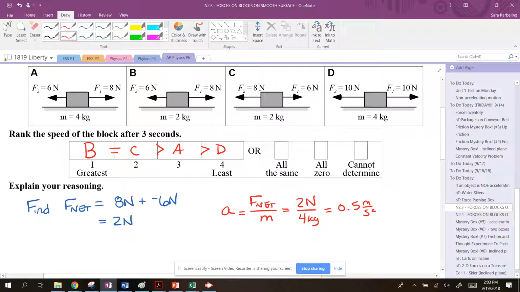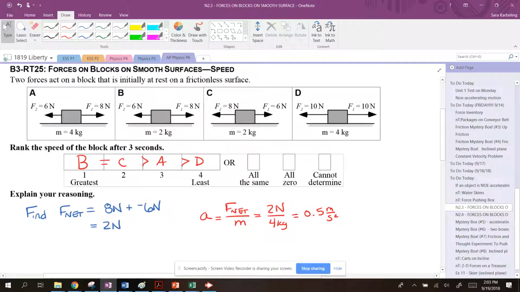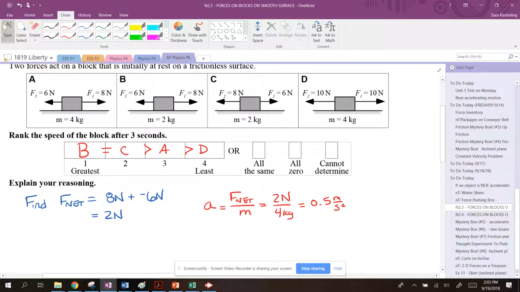What do I do now? What's that? I multiply it by 3. Multiply it by 3. Why? Because it says rank them after 3 seconds. They're all 3 seconds, so you don't need to do much. So, okay, we have to be a little bit careful here.